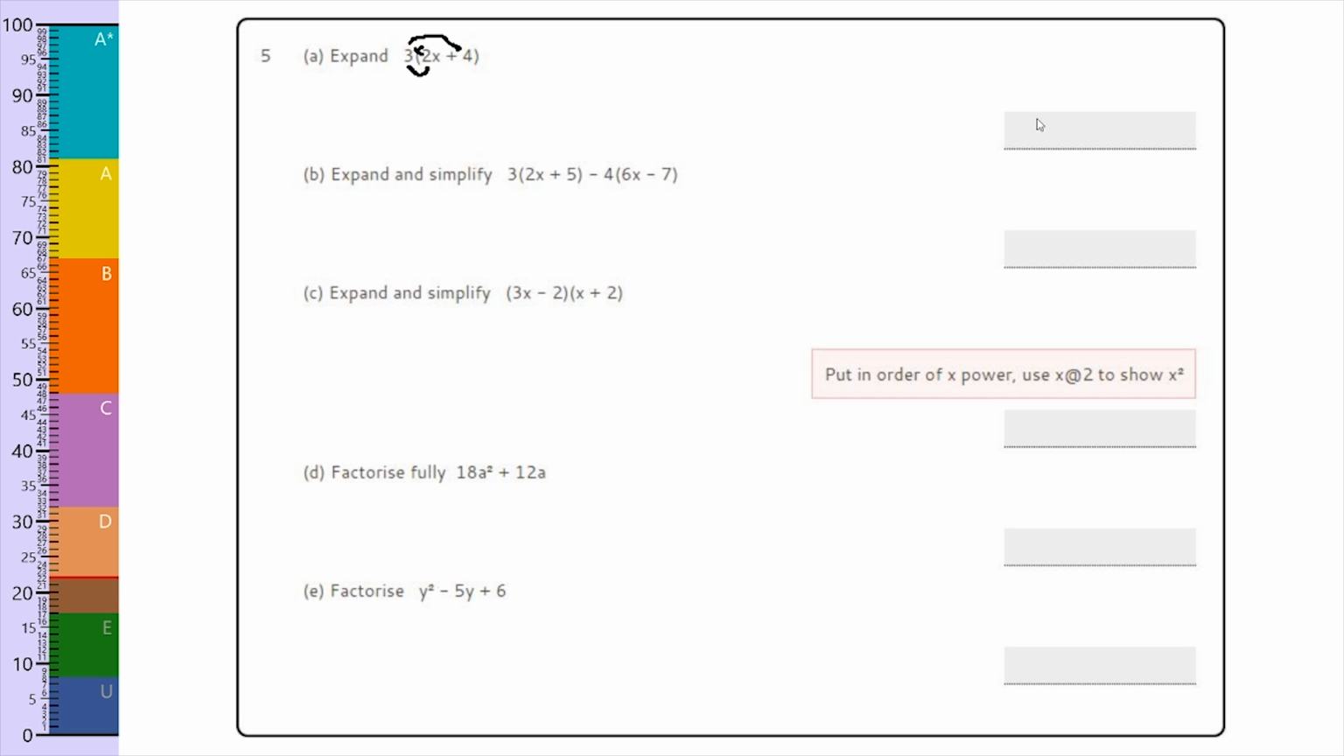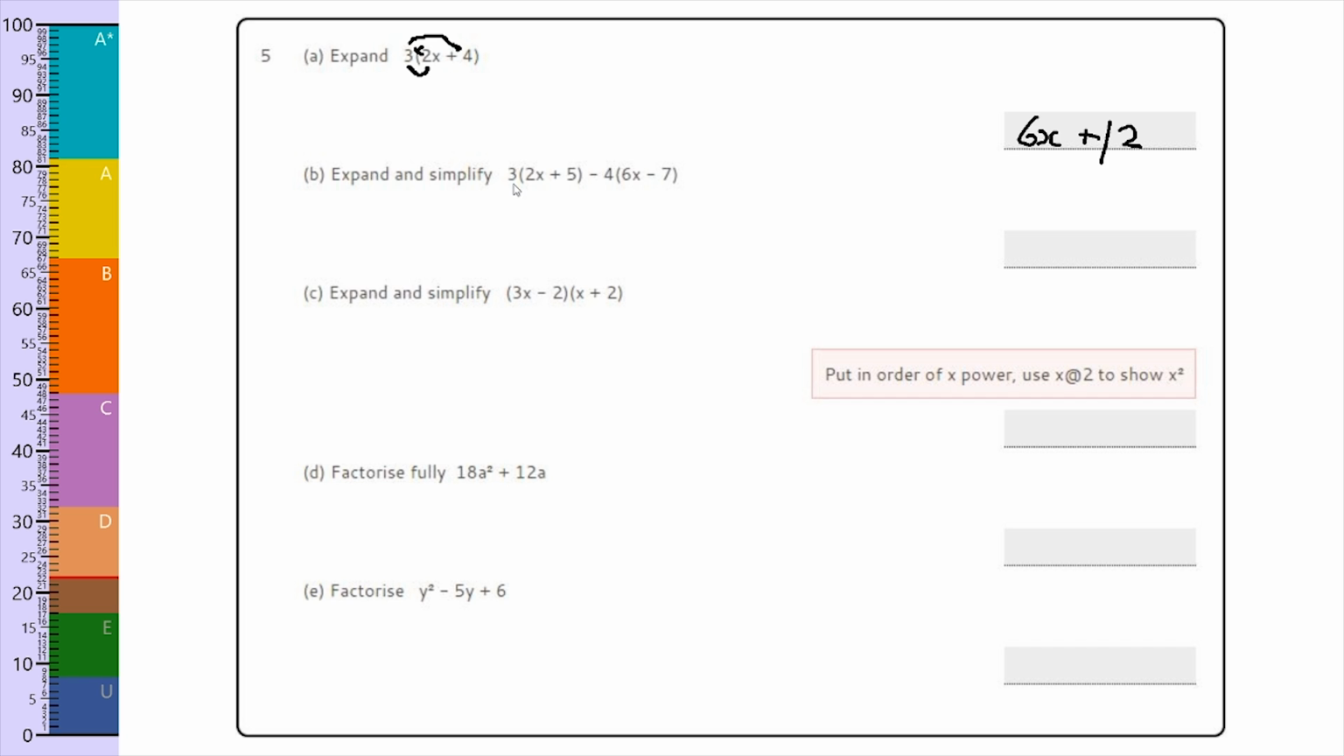So 3 times 2x, I can put this straight in the answer box. So 3 times 2x is 6x, because 3 times 2 is 6, and then there's no x there and it's just an x there, so we put the x. And then 3 times positive 4 is going to be positive 12. Okay, and that's my answer.